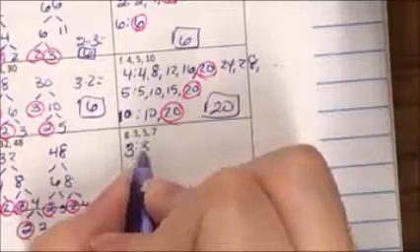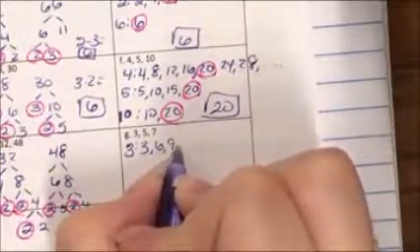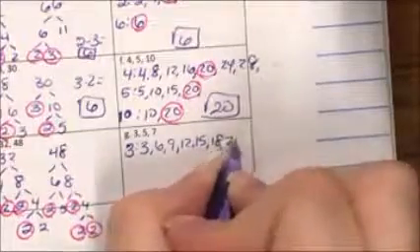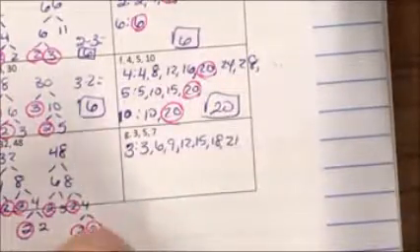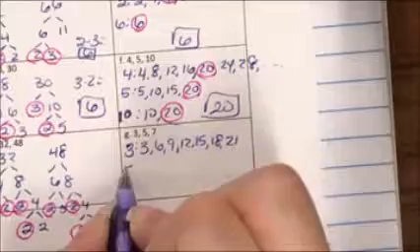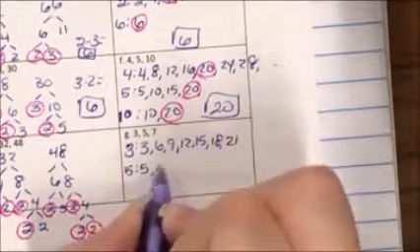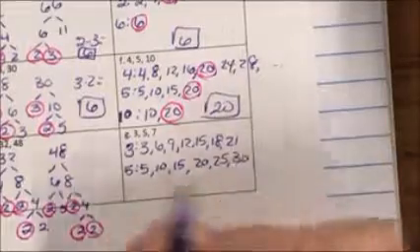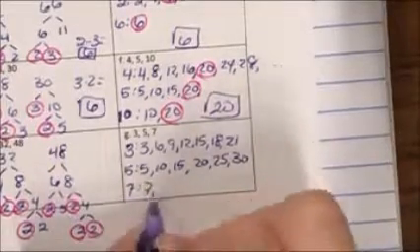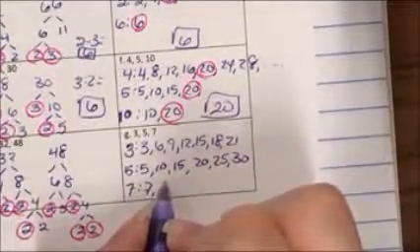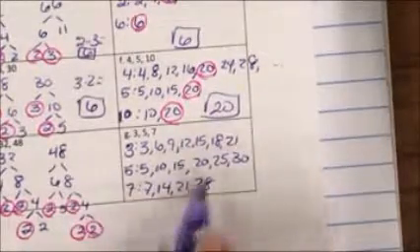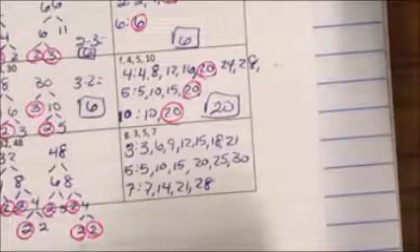My final one, G, is 3, 5, and 7. So 3 is 3, 6, 9, 12, 15, 18, 21. This could go on for a while. 5 is 5, 10, 15, 20, 25, 30. Then I have 7, 14, 21, 28. Notice that I don't have anything that's really popping up.